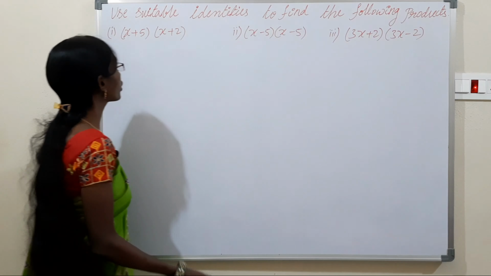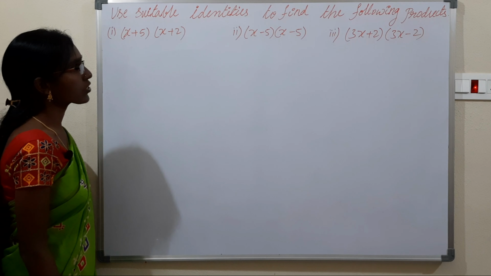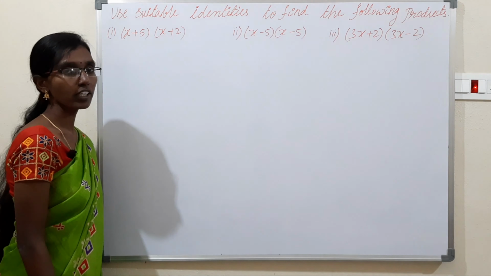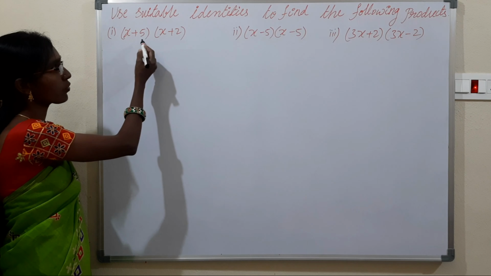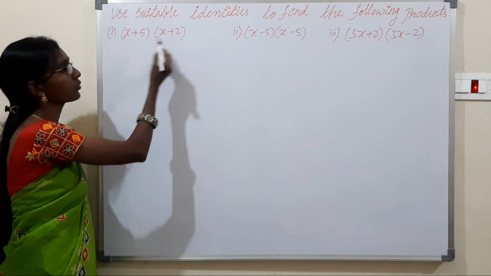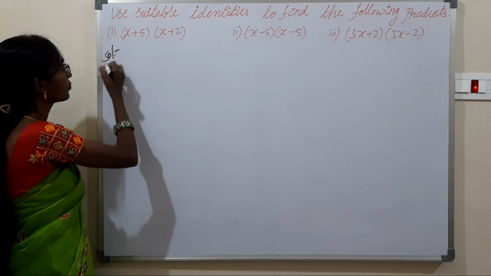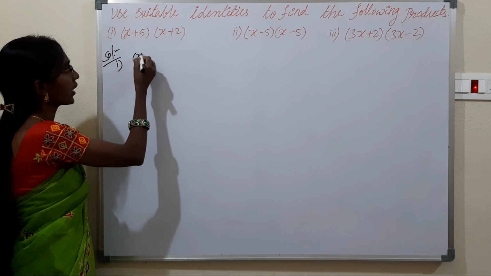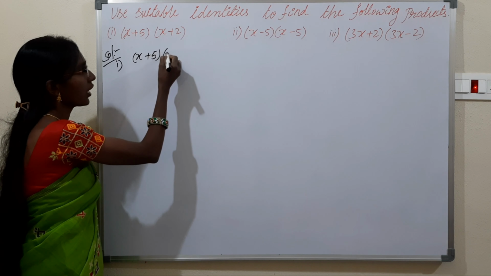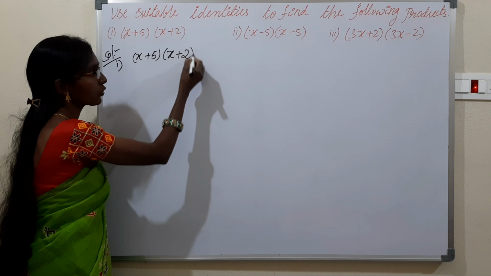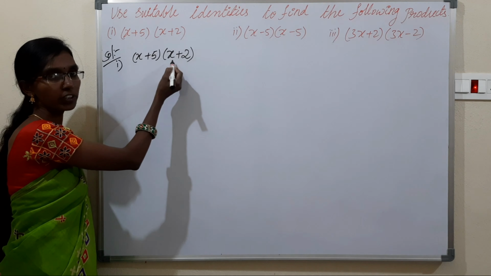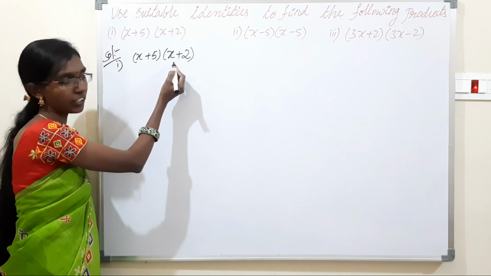Here is the first question. Use suitable identities to find the following products. In that, the first one is x plus 5 into x plus 2. Solution. The given question is x plus 5 into x plus 2. We have to find the product of these two expressions by using an algebraic identity.